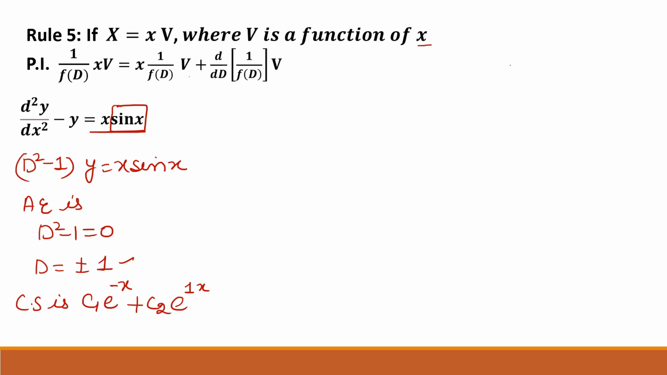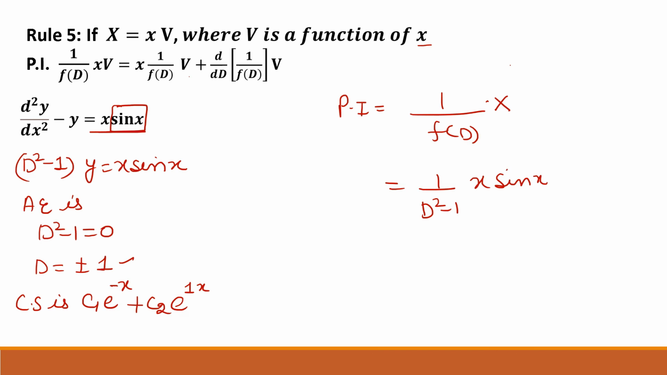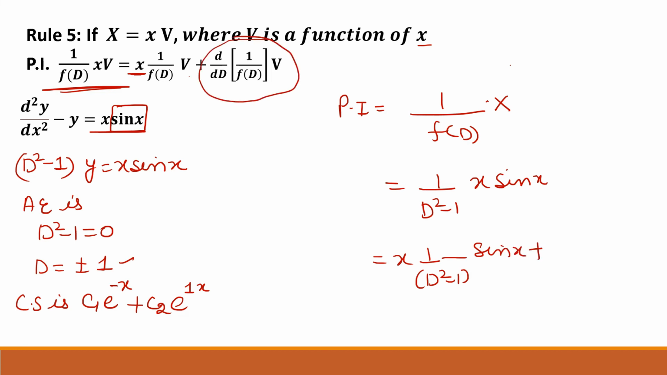Now let's see how to find the particular integral. Particular integral will be equal to 1 over f of D into capital X. So f of D here is D square minus 1, x sin x, right? Now by applying this rule, first of all we'll shift this x to the other side. So here you'll get x times 1 over D square minus 1 sin x, where v is sin x, plus the second term, where we need to differentiate 1 over f of D, so the derivative of the function 1 over D square minus 1, into sin x.